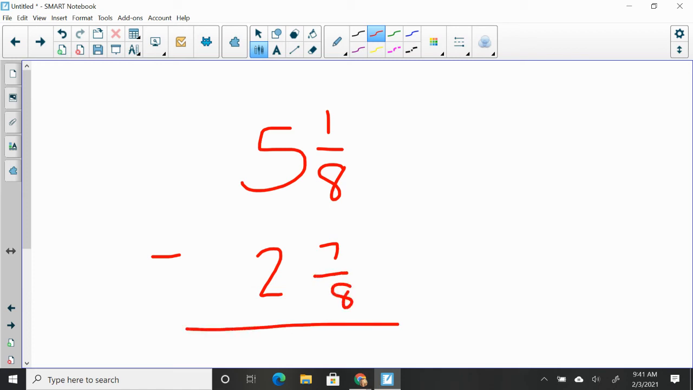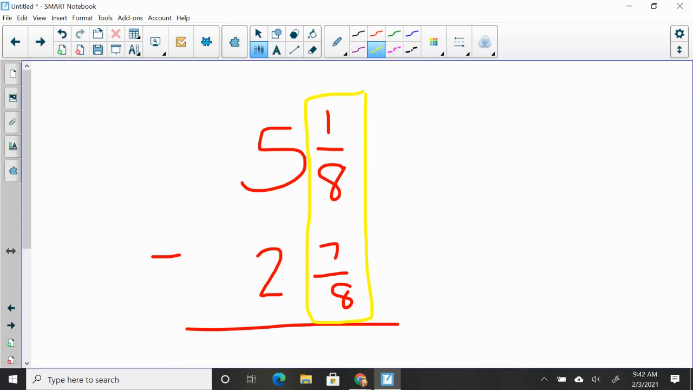Okay, I have a subtraction problem. I have 5 and 1/8, and I need to take away 2 and 7/8. All right, but I have a problem right here. If I only have 1/8, can I take away 7 of them? I can't. I cannot do that. So there's a couple different things that we can do.